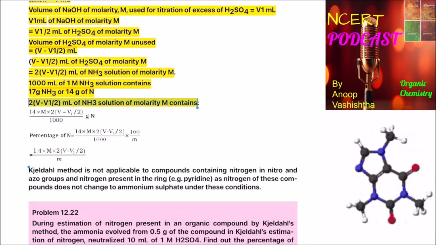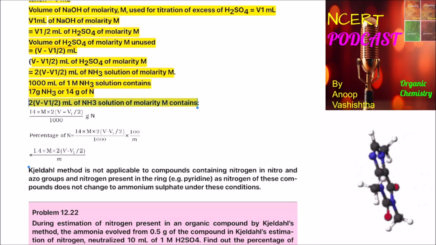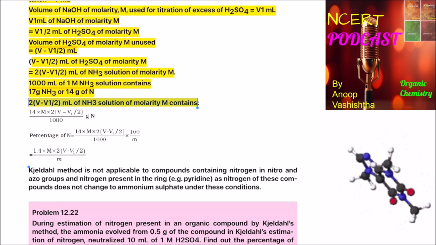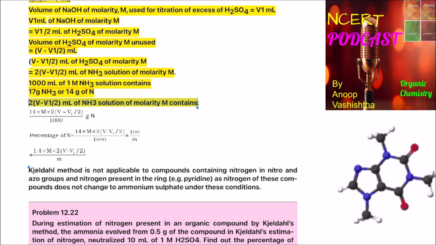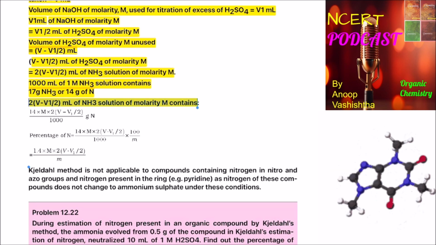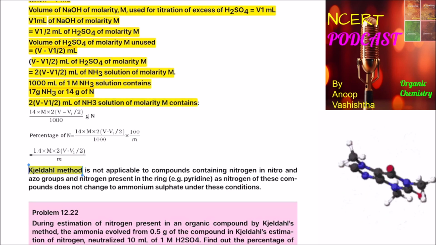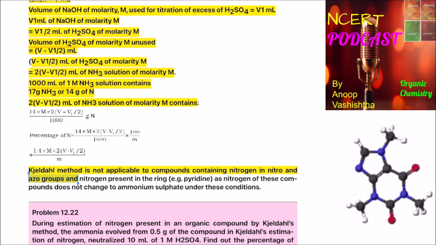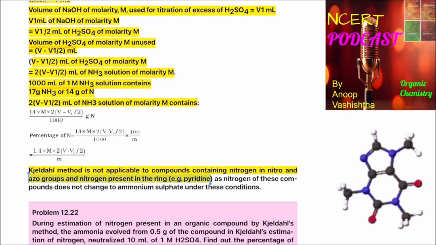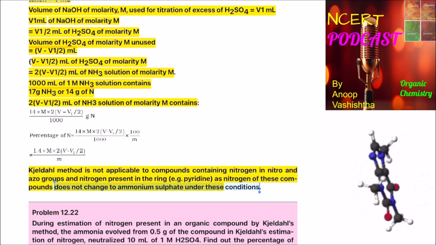Percentage of nitrogen is equal to 14 into M into 2 (V minus V1 by 2) into 100 by 1000 into m, which is equal to 1.4 into M into 2 (V minus V1 by 2) by m. Kjeldahl's method is not applicable to compounds containing nitrogen in nitro and azo groups and nitrogen present in the ring, for example pyridine, as nitrogen of these compounds does not change to ammonium sulfate under these conditions.